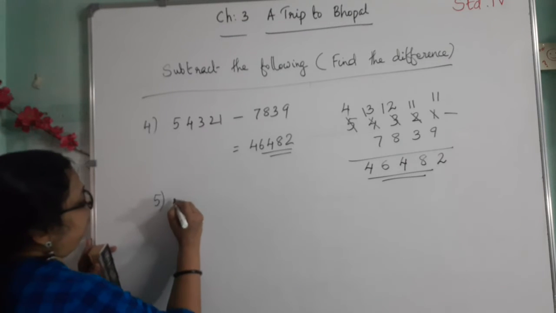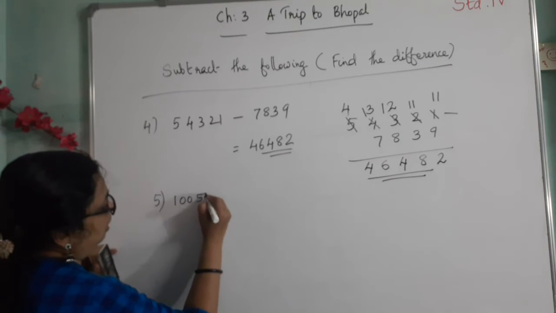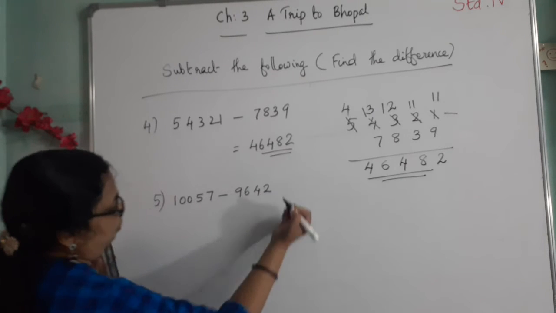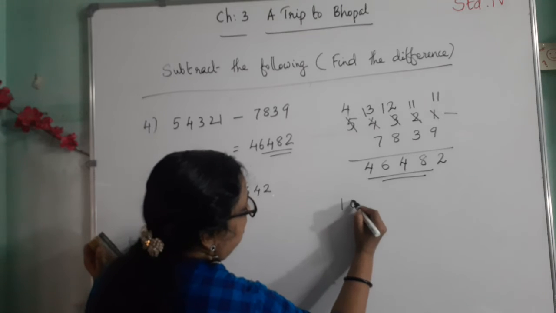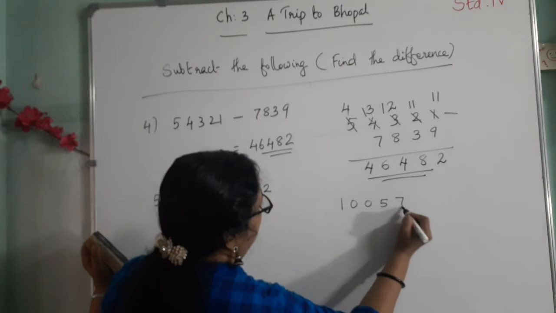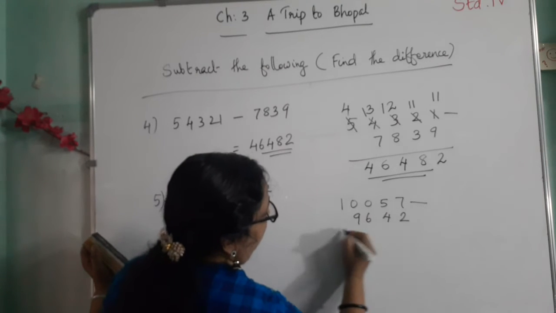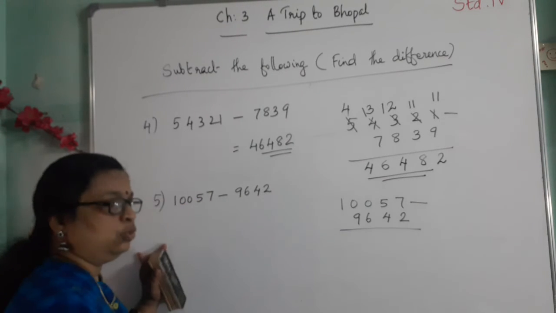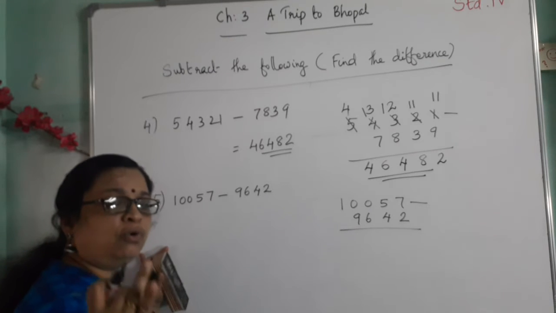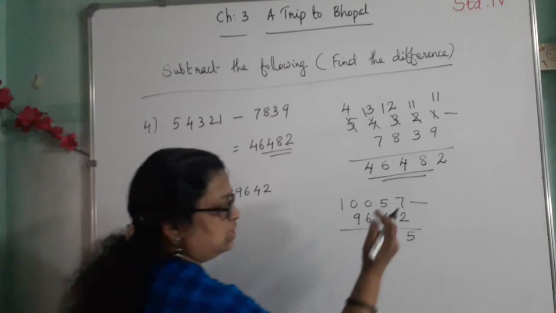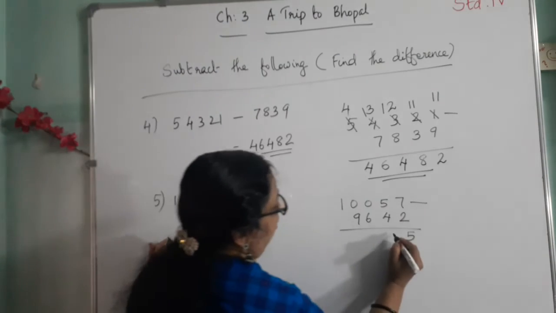In the next question, 1, 0, 0, 5, 7 minus 9, 6, 4, 2. 7 minus 2. 2 after 3, 4, 5, 6, 7. That is 5. 5 minus 4. 4 after 5. That is 1.